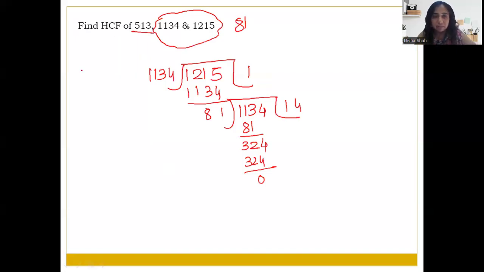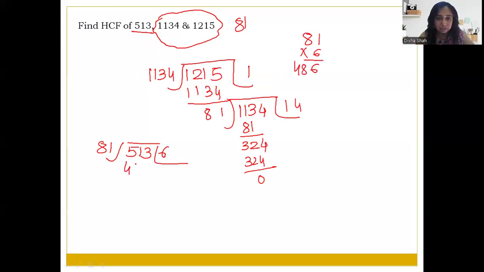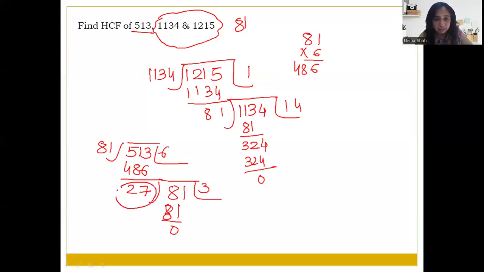But we have to find three numbers. तीन नंबर का HCF निकालना है. So 513 डिवाइड बाय 81 करेंगे. So 81 into 6 is 486. So 6 से हो जाएगा डिवाइड 486. 13 में से 6 गया तो 7, 50 में से 27. अभी 81 ले लेंगे. So 27 3s are 81. The remainder is 0. So finally 27 is the HCF.